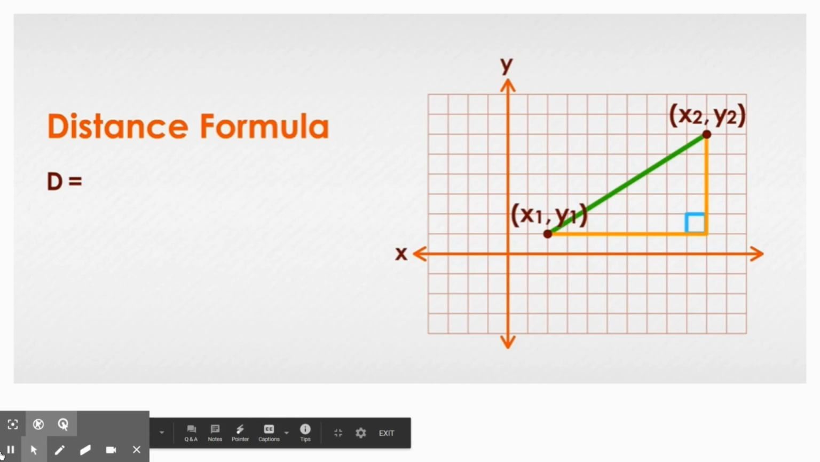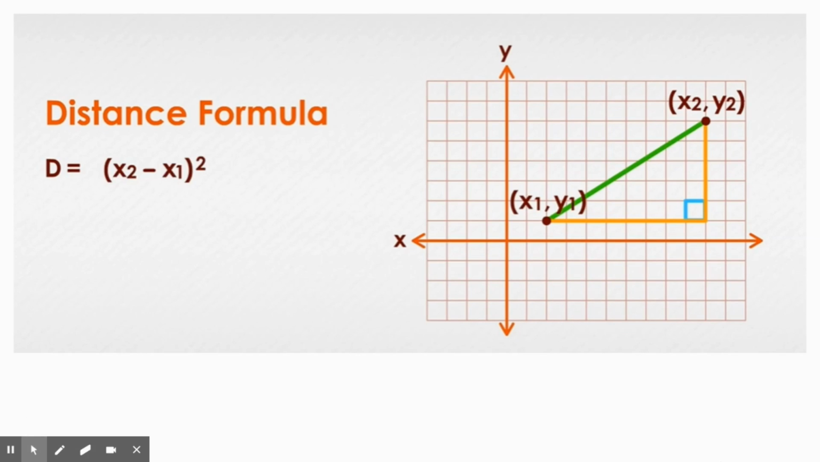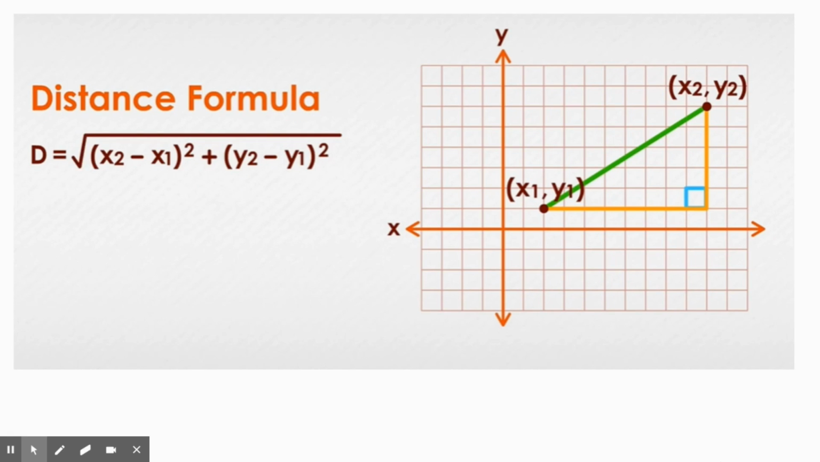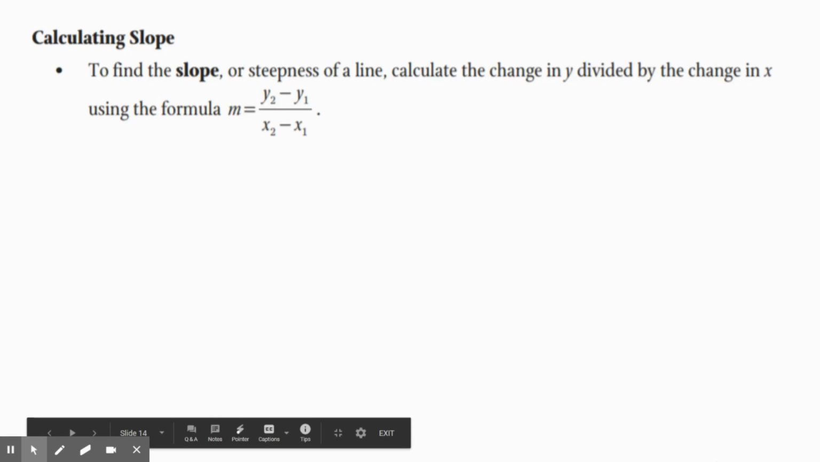So what is the distance formula? It's based off of the Pythagorean theorem, and all it is is the square root of (x2 minus x1) squared plus (y2 minus y1) squared, with a big square root over the whole thing. And it comes from Pythagorean theorem.